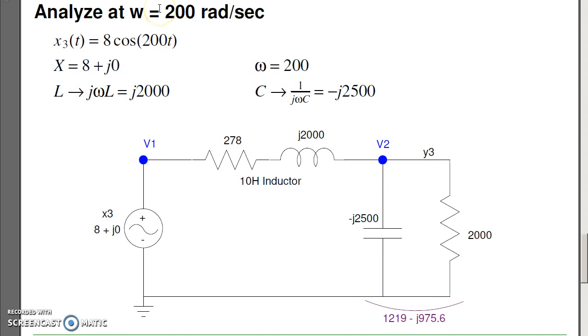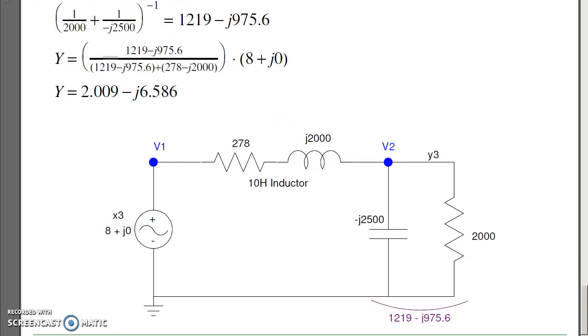Third, analyze the circuit at 200 radians per second. Now the input in phasor form is 8 plus j0, 8 cosine, 0 sine. The frequency is 200. That's this part of the cosine. The inductor becomes j2000 ohms. The capacitor becomes minus j2500 ohms. Analyze just like we did before. Put these two in parallel, which gives you 1219 minus j975 ohms. Then R1 over R1 plus R2 gives you the answer. And the answer is 2 minus j6.5.